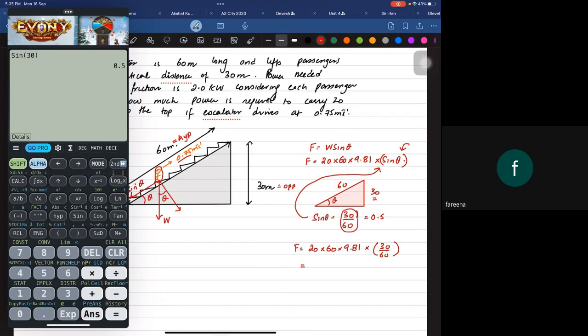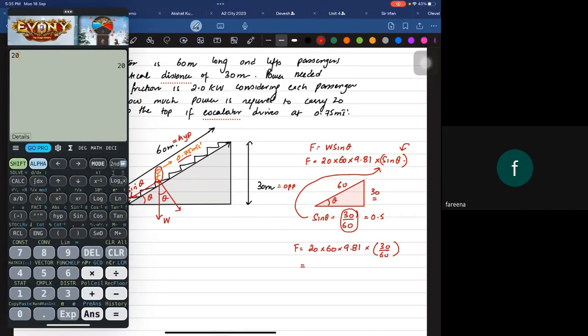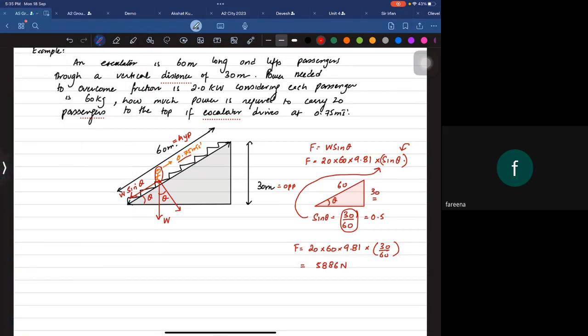Okay. Now, if I calculate this, it's going to be 20 times 60 times 9.81 times 0.5, and I'm going to get 5886 newtons. So this is the total force that we need to do work on, right? Now, we also need to find the power, and I'm going to choose a different color. So power is force times velocity, okay? Now force is 5886 and the velocity was 0.75.